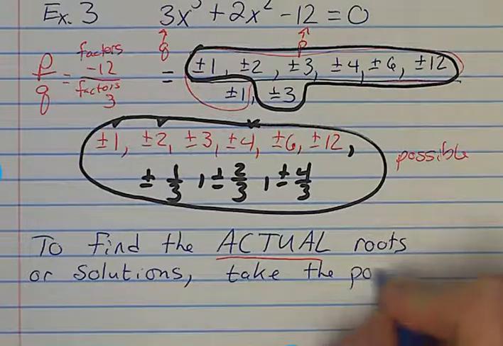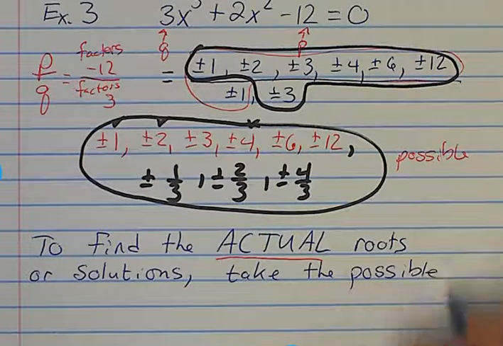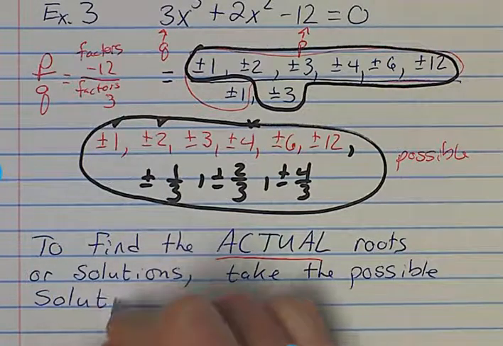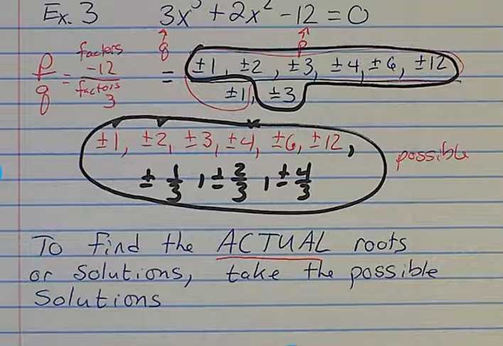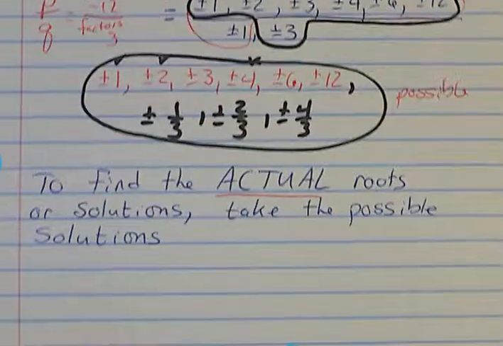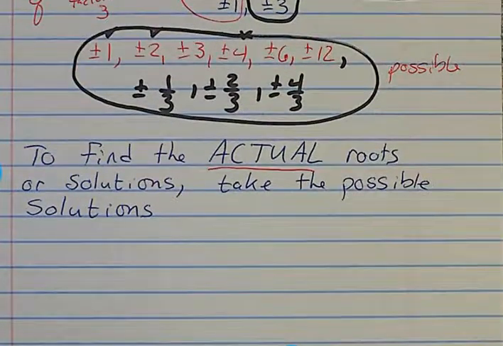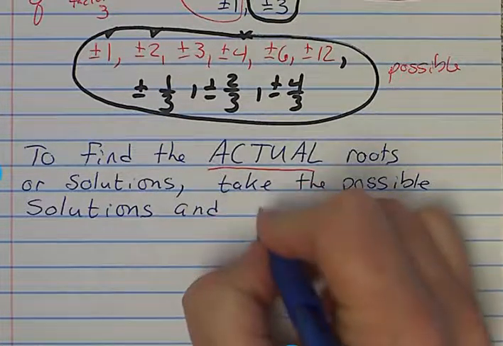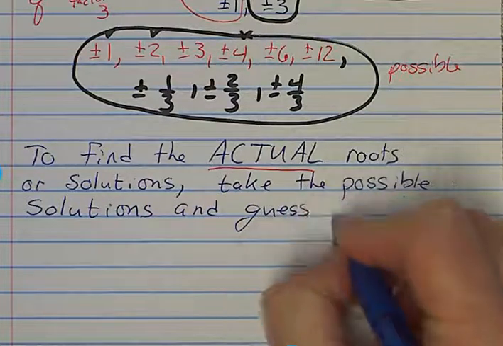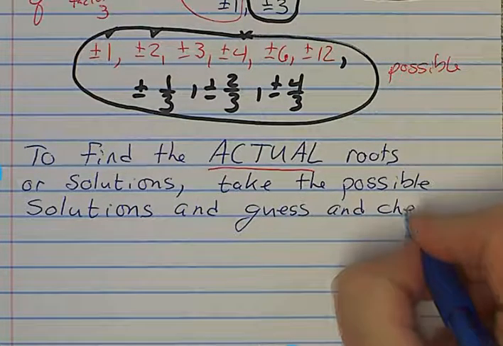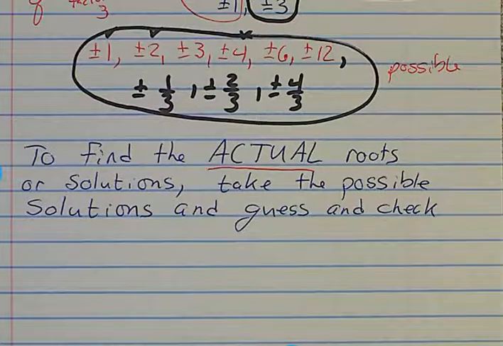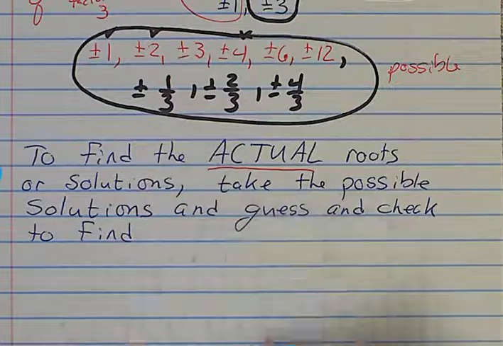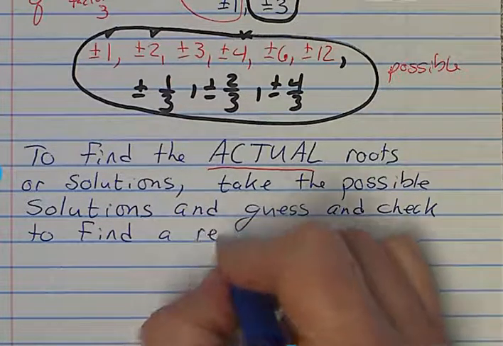You're going to take the possible solutions. And this is one where there's no other option other than this. Take the possible solutions and guess and check. To find a remainder equals 0.